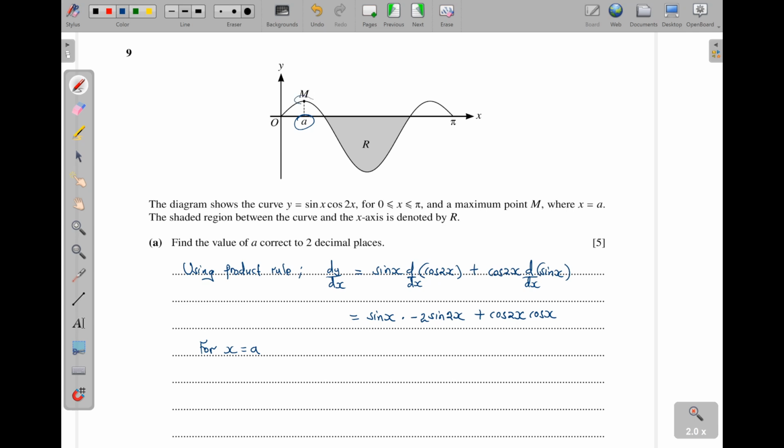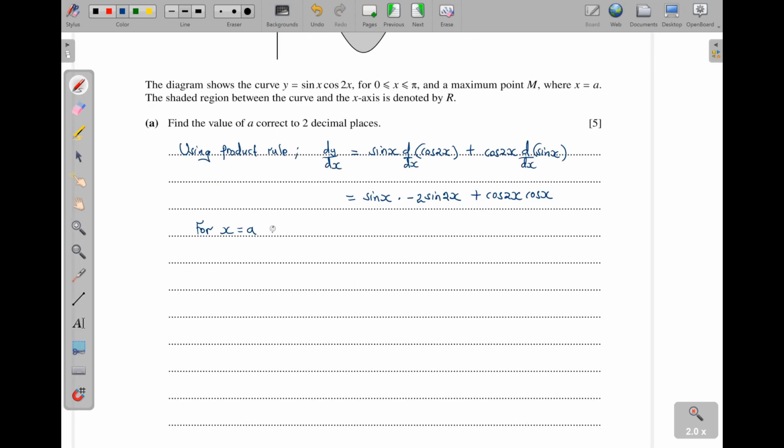So when x is equal to that a, this M here becomes the stationary point. Therefore, dy/dx has to be equal to 0. Wherever there is x, I'm going to put a. So this will be negative 2 sine a sine 2a, then plus cos 2a cos a, then is equal to 0.